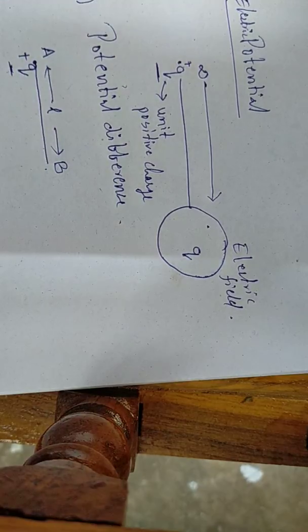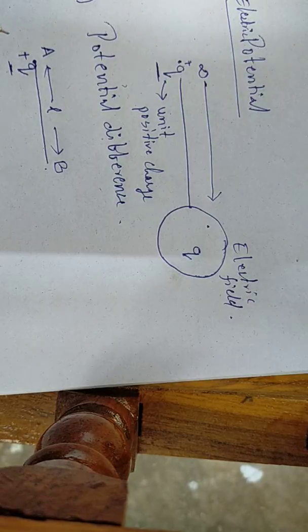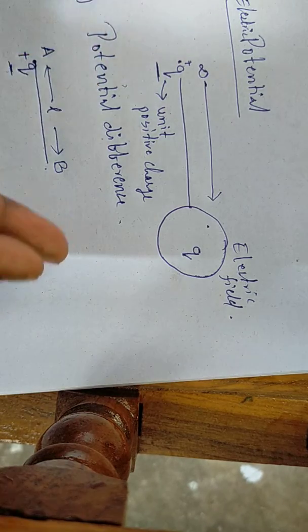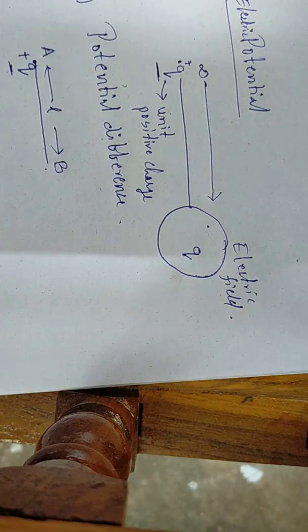So it is the work done. Potential difference means it is the work done by the electric field on a unit positive charge from one point to another point. Here the points are A to B.